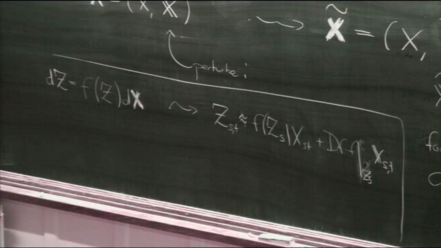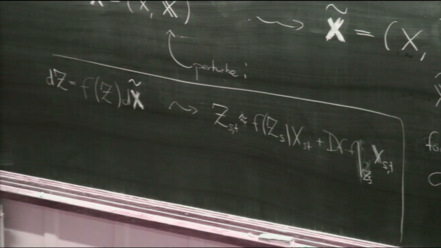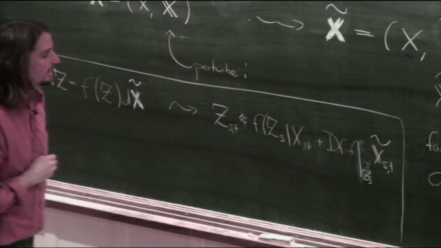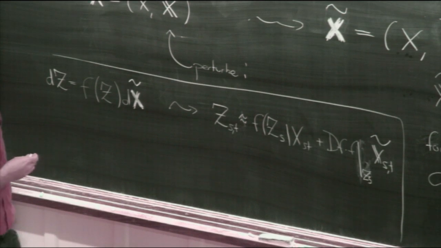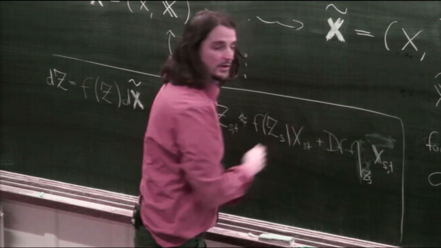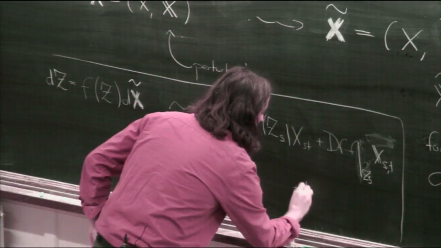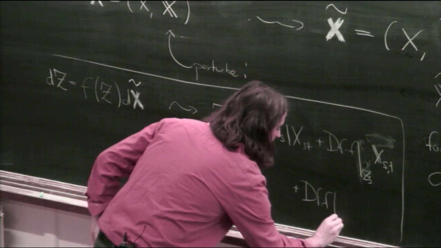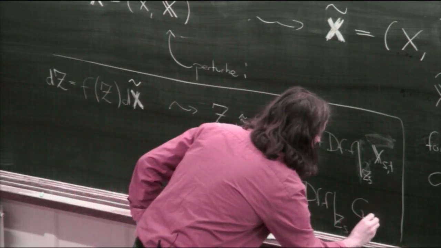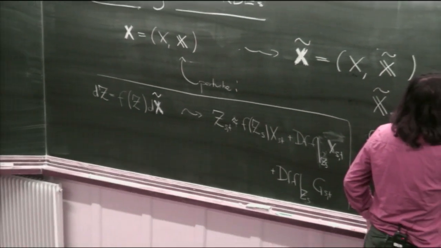So now what happens if you change from X to X tilde? Well, this one you can spell out completely because you know what it is. So you can switch back to the old one and instead get a correction term, which is of the form plus Df dot f of Z_s, and then you have a G_st if you want. So our usual convention here, st.